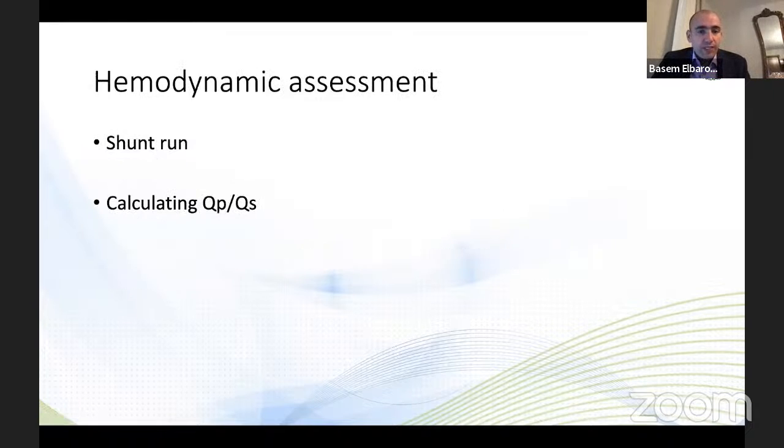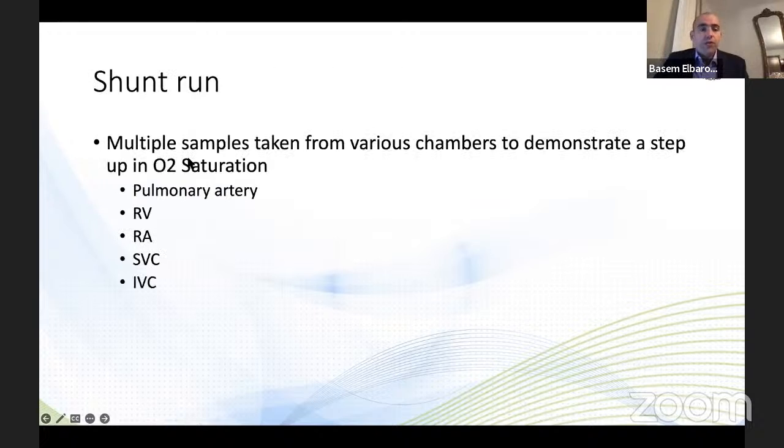All right. So what do we do in the cath lab for a patient who's referred for a shunt assessment? We could do a shunt run and calculate the Qp to Qs. So we'll go over the shunt run first. When I explained what I do with the right heart cath, I only took one blood sample from the pulmonary artery. But when we're doing a shunt run, we have to take multiple samples from different chambers. At a minimum, we should take a sample from the pulmonary artery, the right ventricle, the right atrium, the SVC, and the IVC. Most books will recommend that you take one from the left pulmonary artery branch, the right pulmonary artery branch, the main pulmonary artery, 3 from the RA at different levels, in addition to the SVC and IVC.